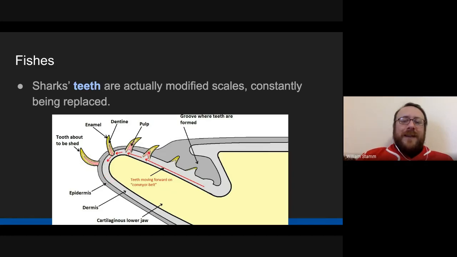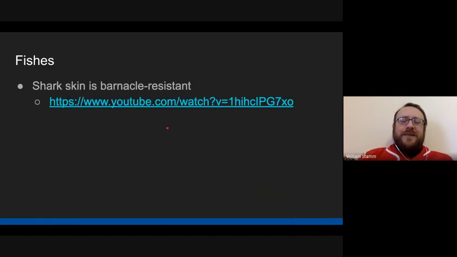And it's basically like a conveyor belt, almost like a chainsaw, I almost think, where this is where they start forming, and they have multiple layers of teeth. And when they lose one, and you can find shark teeth everywhere, they just lose it, and another one replaces it. And it's a way of always having sharp teeth, which is pretty cool.